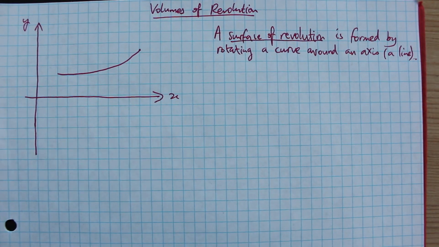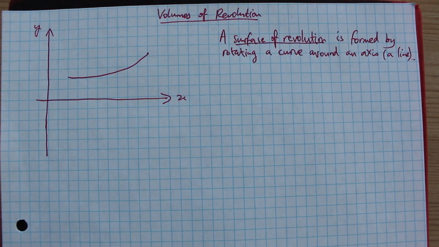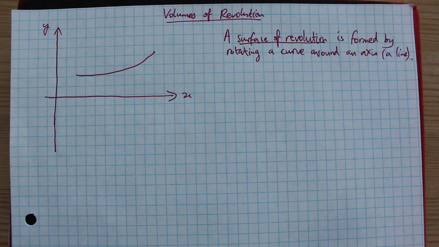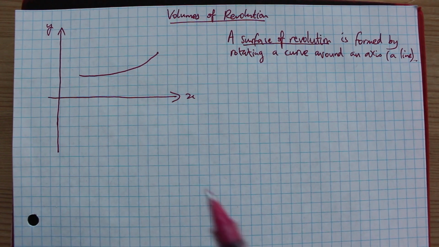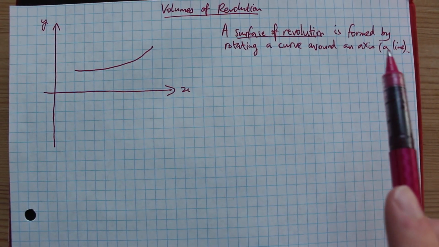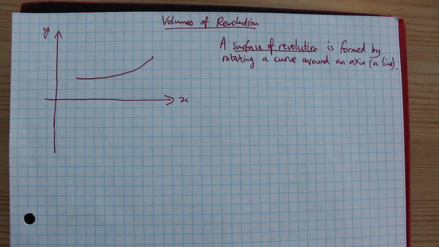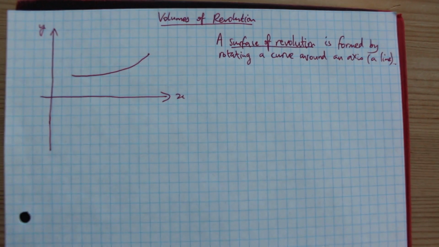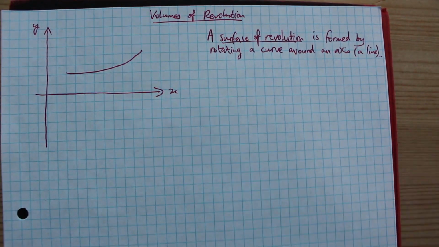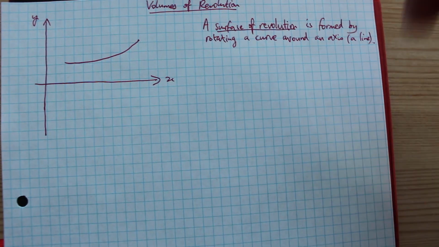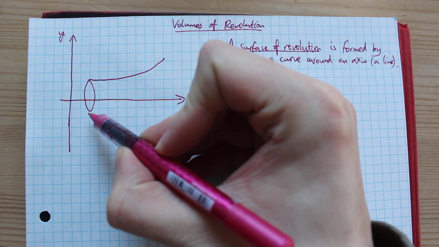So a surface of revolution is formed by rotating a curve around a line, a fixed axis. It could be one of the coordinate axes or it could be a different line. For us now, we're only going to consider the case where the axis is either the x-axis or the y-axis. So if we have this curve here and we rotate it around the x-axis, 2 pi radians around, imagine the x-axis is fixed in space, we're rotating this around, generating some kind of 3D shape.